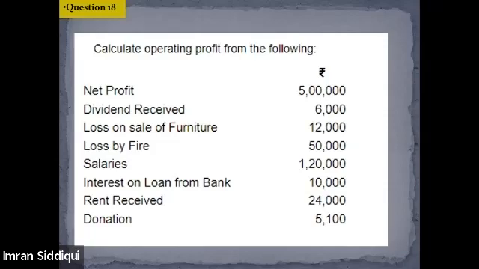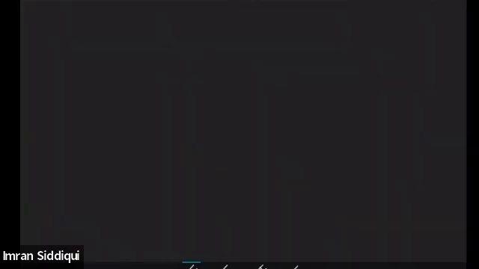So okay, let's start. As this question requires us to determine the operating profit, right? And as I told you, in order to calculate the operating profit, we will have to first of all determine the net profit. If it is already given in the question, then from the net profit we need to subtract all non-operating incomes, and we will have to add non-operating expenses. I'm sure all of you remember the formula. Let me write that for you again. This question requires us to calculate the operating profit.